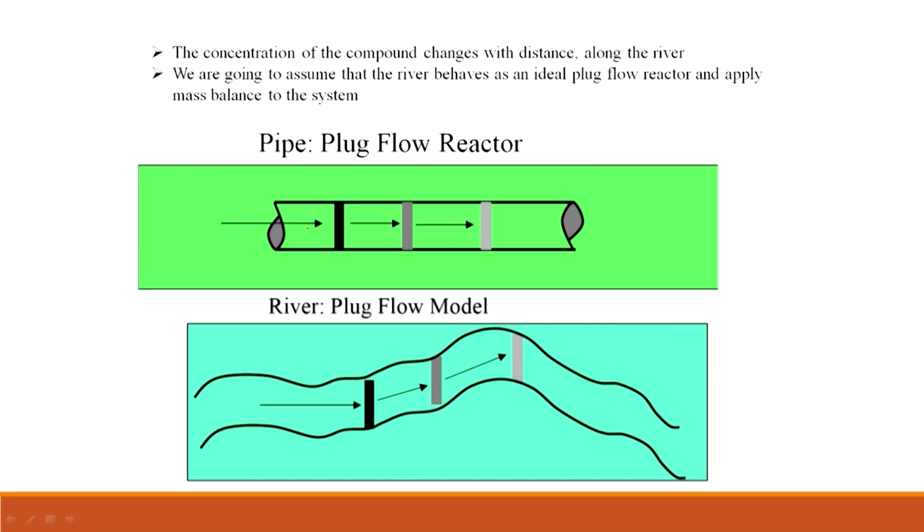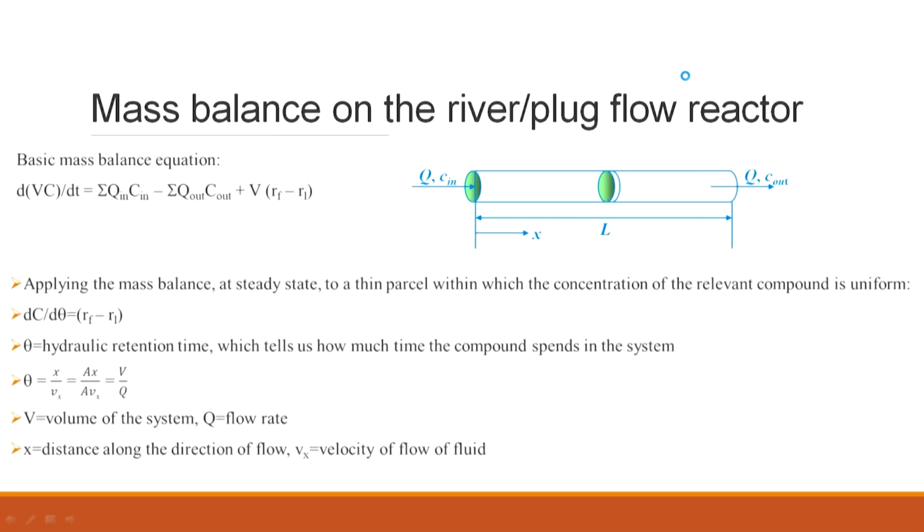So, the plug flow reactor is the ideal case. A river also has plug flow, the plug flowing along. We are going to assume that it behaves as a plug flow reactor, but typically it is a good enough assumption. So, mass balance on the river and so on and so forth.